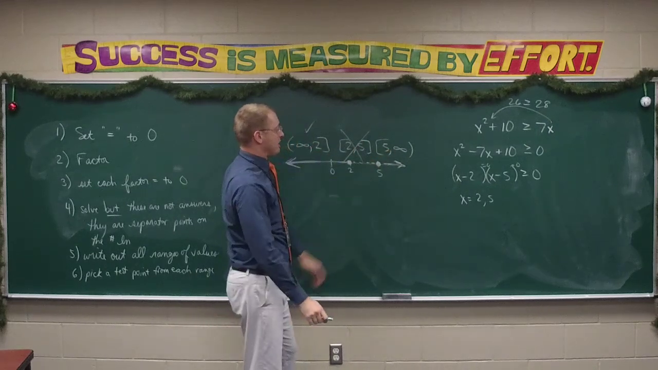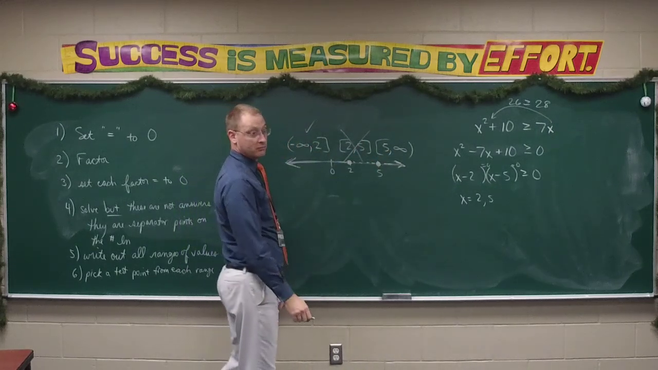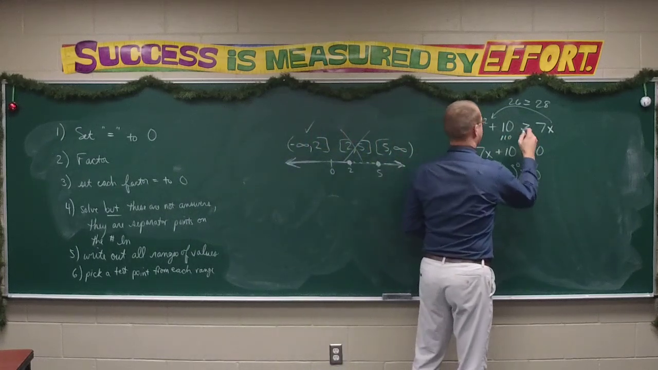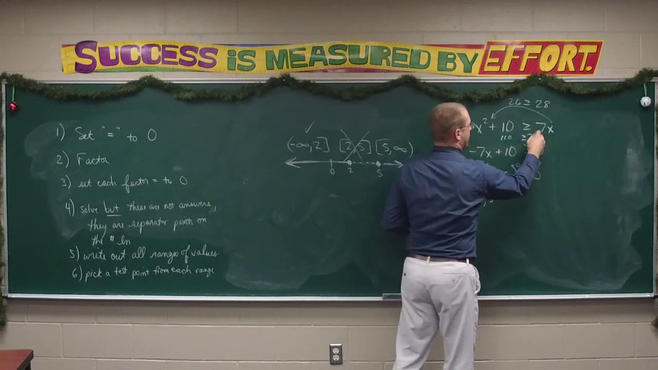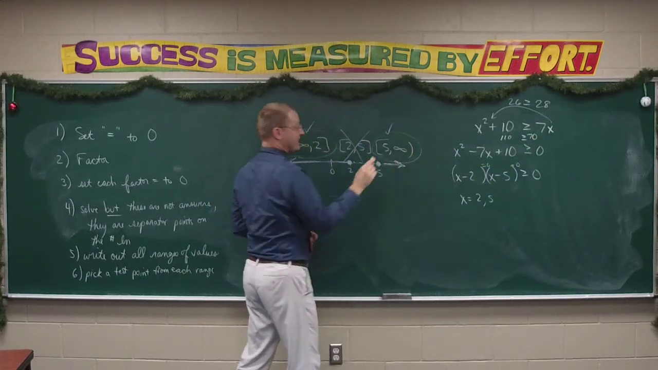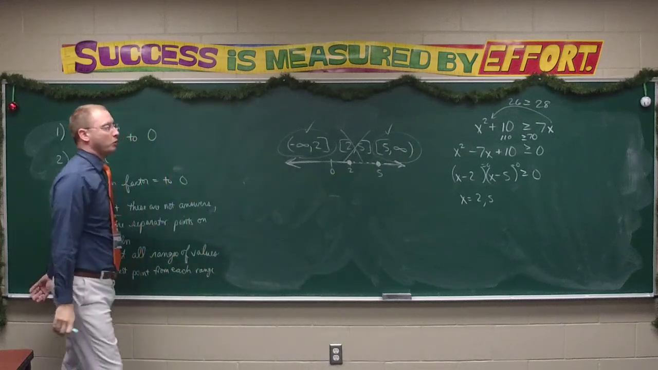All right, pick a not so random number bigger than 5. 10. Square of 10? Plus 10? Is it greater than or equal to 7 times 10? Is 110 bigger than 70? Yep. So there are my answers. And this time, once again, it happened that the 2 outer ranges worked.